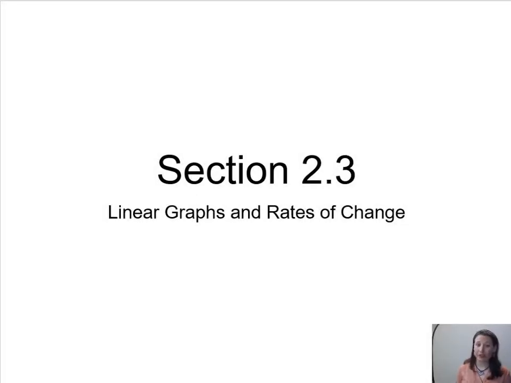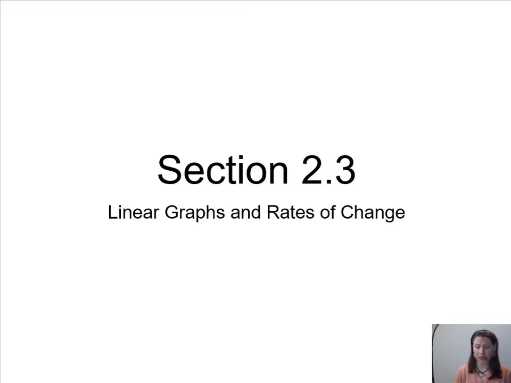All right, so this is our first lecture on section 2.3, linear graphs and rates of change. Everyone should have already taken the initial knowledge check in ALEKS at this point and be ready to move on and start the objectives in 2.3 after having finished the algebra review and the algebra review quiz. Okay, so this is for those objectives in 2.3, like we said, linear graphs and rates of change.